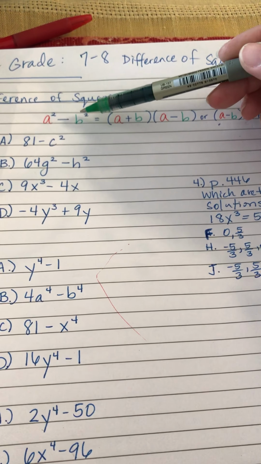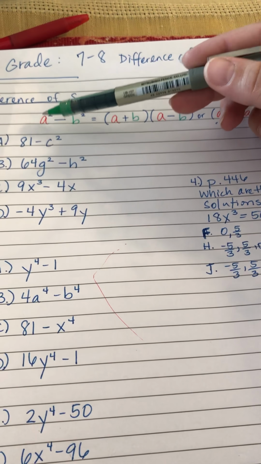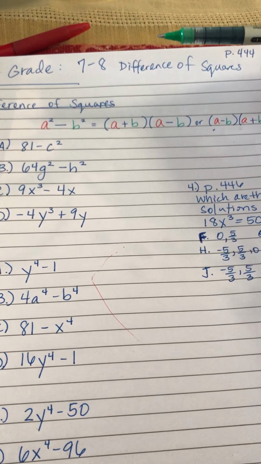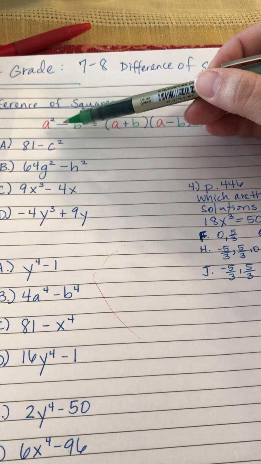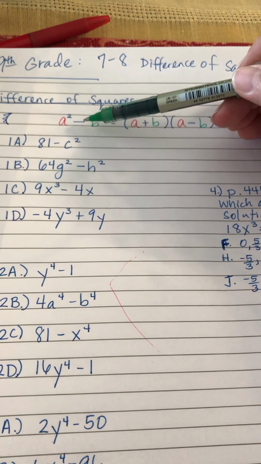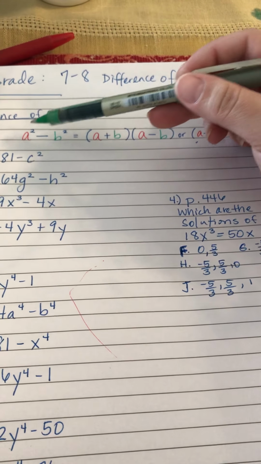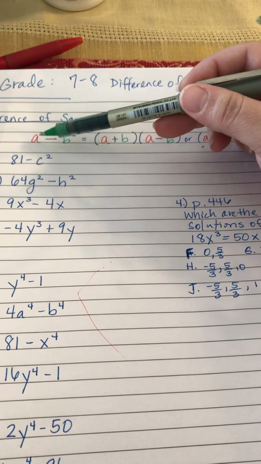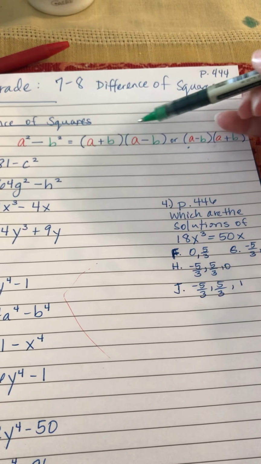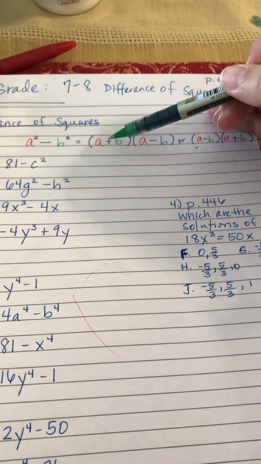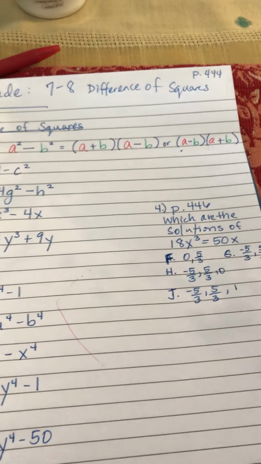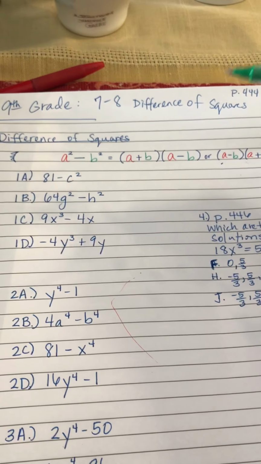So if you see a binomial where the first term is a perfect square and the second term is also a perfect square, and it has to be a subtraction problem. So it's a difference of squares, which means it has to be minus between. Then you can take the square root of the first term and the square root of the second term, put each of them in parentheses, one with a plus and one with a minus. Or you can switch around the order and put the minus first and the plus second.